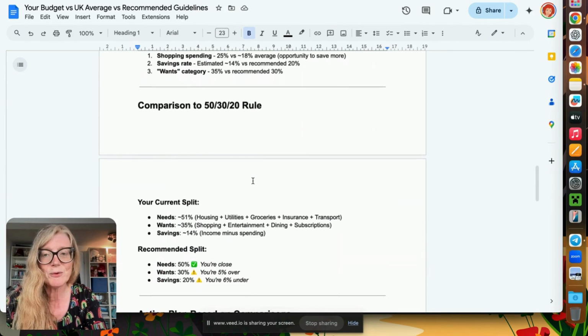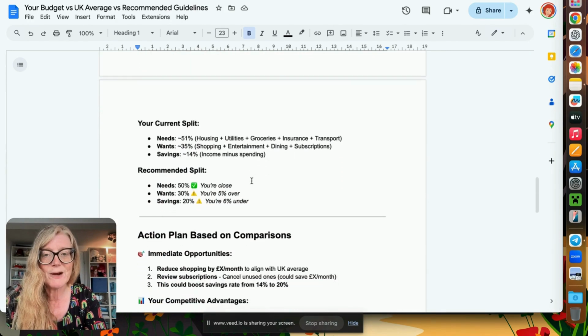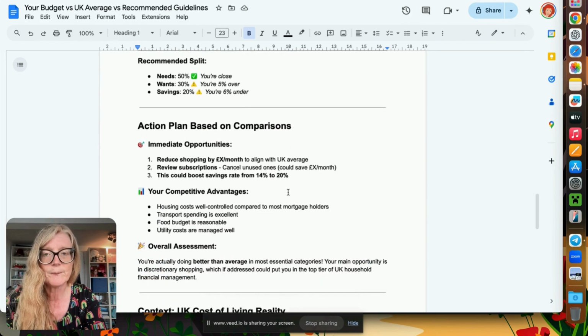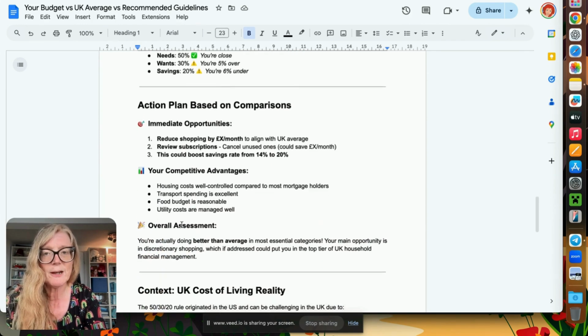And the comparison to the rule, my current split and then my recommended split. So it's saying that we're very close. We're only 5% over and slightly under there. So there aren't many adjustments needed for us to be better with our financial budgeting. So it comes up with a detailed action plan for me here based on these comparisons. And it's giving me specific target amounts to work towards. So it's saying reduce shopping by X amount, review my subscriptions list and cancel unused ones. And it's recommending I could probably save a certain amount. And then that would allow me to boost my savings rate.